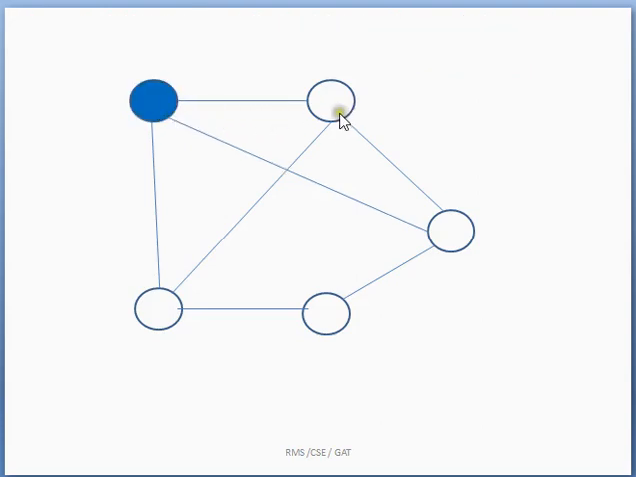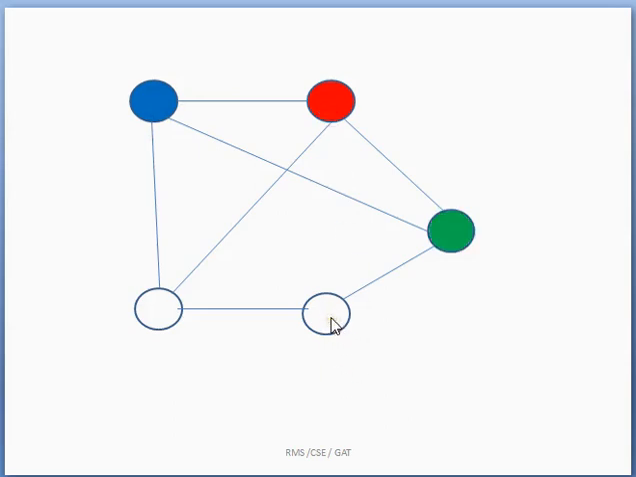To color the second vertex, we need to check, is this adjacent to the first vertex? Yes, this is adjacent to this vertex, so I can't use the same blue color. I should use some other color, so I will use red color here. To label the third vertex, I need to compare with the first two vertices. It is adjacent to blue and adjacent to red, so I can't use these two colors. I have to go for the next color, so I will use green here.